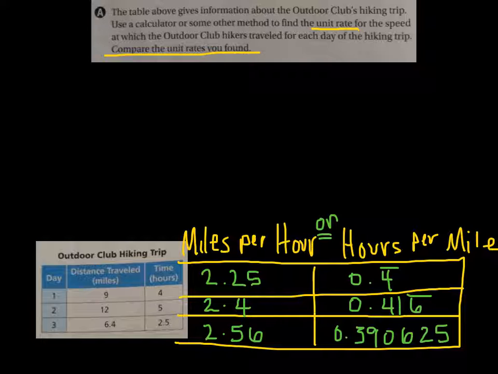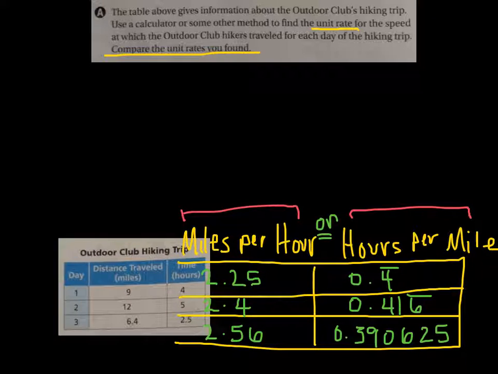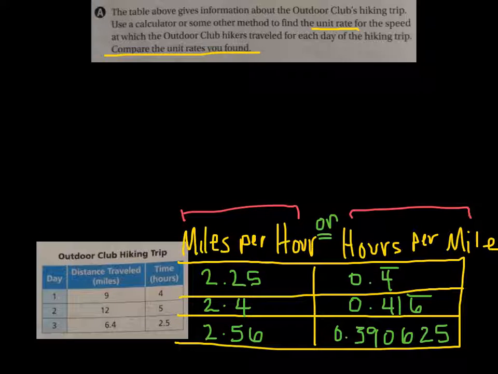In this case, I decided to just add on a section to the chart, the table that was in the book. So, you can either calculate miles per hour, as I've done here, or you can calculate hours per mile. Both are correct, but they are going to be slightly different, so make sure that they are appropriately labeled. Miles per hour can be calculated by taking the miles and dividing it by the hours.